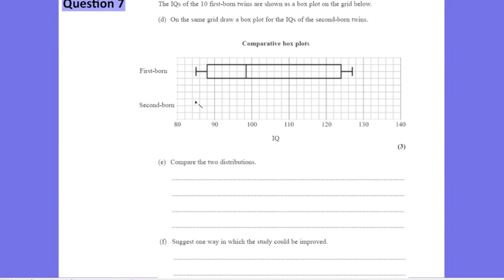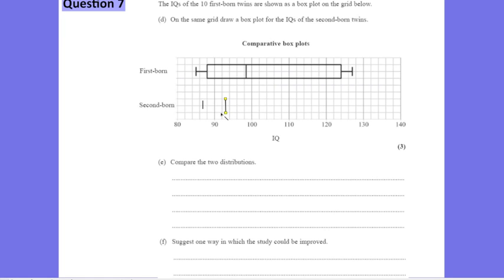So here for our second-born, we are looking at the minimum value as 87. Looking at our scale here, we're going in twos, so 82, 4, 6. Halfway will give our value for 87. So a straight line here. We're then looking for our lower quartile, which is 93. So a longer line here for 93.